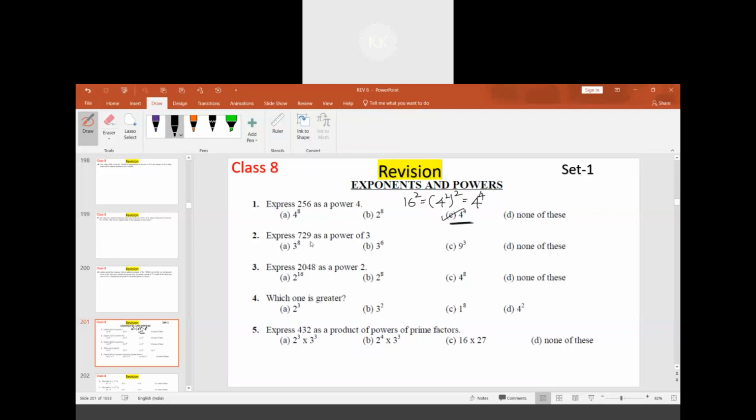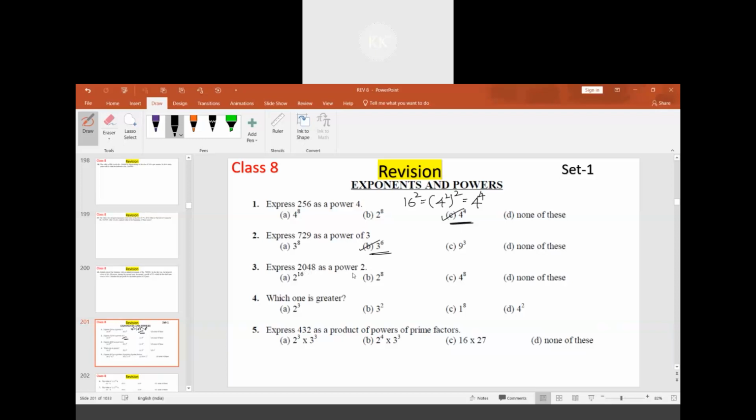Next one, express 729 as a power of 3. The same concept was there in the exam. 3 to the power of 6. Correct, you are right. 3 raised to 6, sir. Answer, option number B.